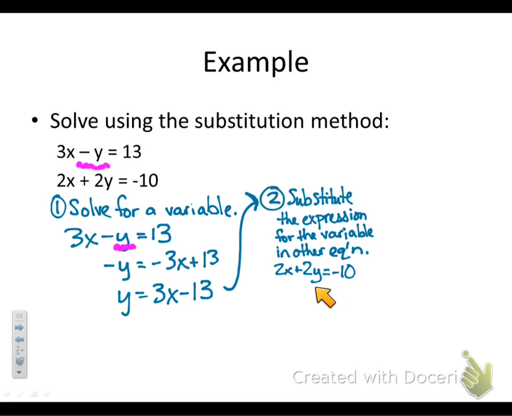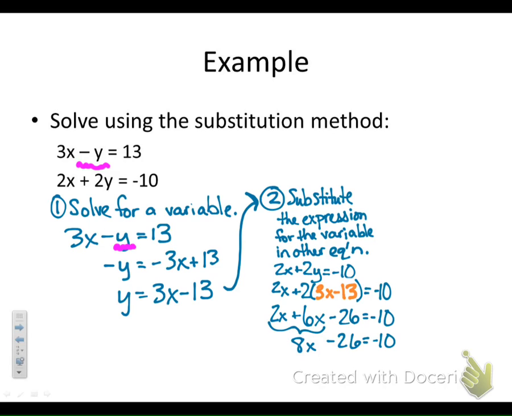So in this other equation, instead of this y, I'm going to put 3x minus 13. And let's put it in parentheses. So instead of that variable y, I put in the expression 3x minus 13, and now I solve for x. I'm down to one variable. Let's solve for the x coordinate of this point. So far we have an x coordinate of 2.